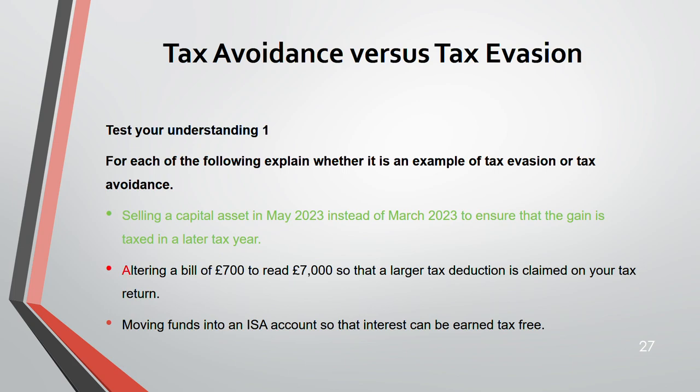It's a tax evasion, very clear cut. You are misguiding HMRC. The 700 bill you're showing is 7,000. Tax evasion. Last one, you're moving funds into an ISA account so that interest can be earned tax free. It's tax avoidance. So only the second one is tax evasion. That's why it's in red.